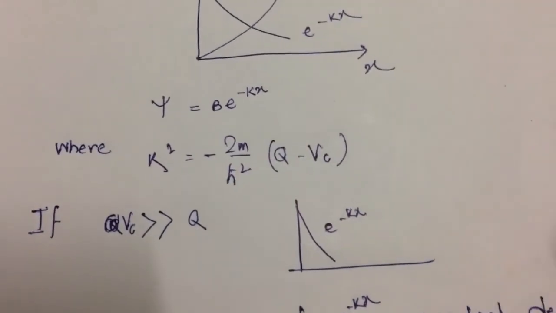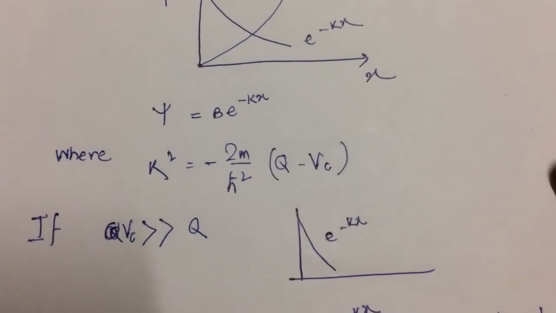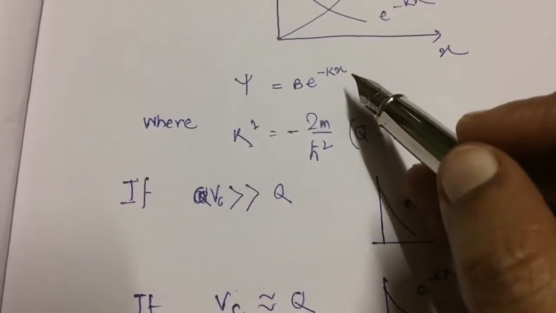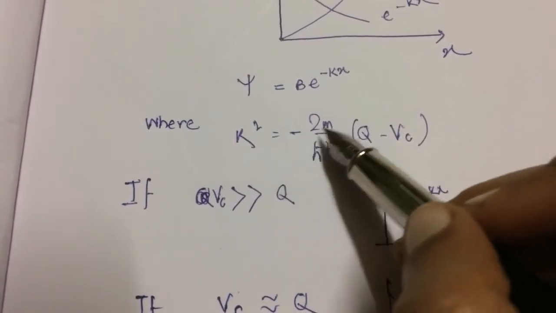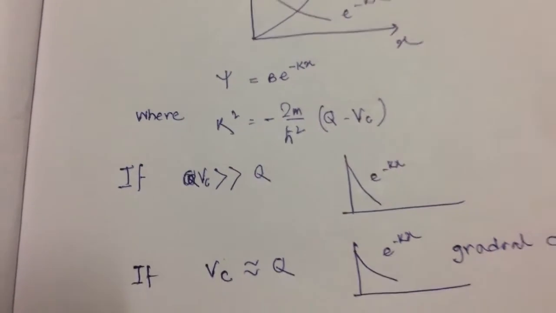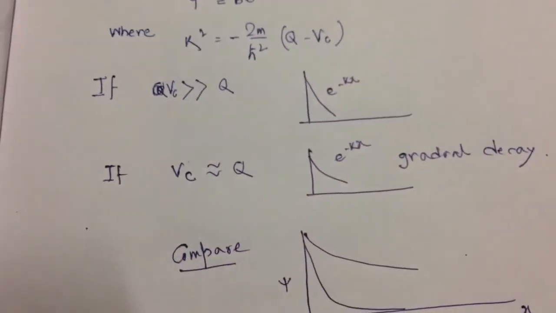The solution for region 2 becomes this relation: n equal to n0 e to the power minus lambda t, where lambda is kx, called the decay constant, where k square is equal to twice m by h cross square times q, which governs the decay of radioactive nuclei. Now let's check these two relations.